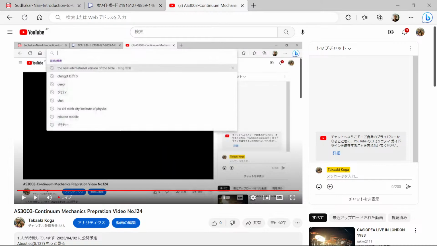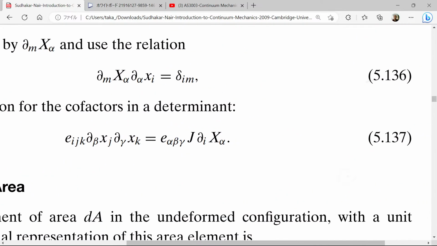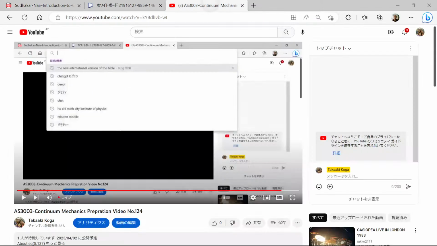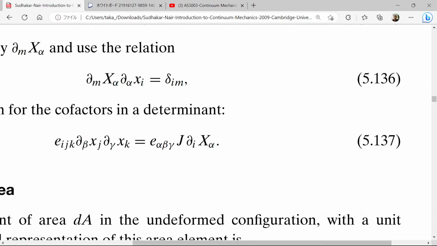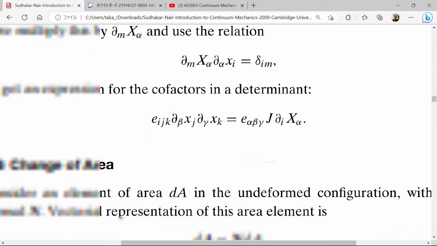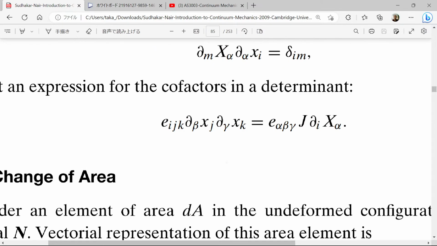Okay, so here I want to explain this equation 5.137. I think it says like that, 5.137. Yeah. So last time I told you why it is cofactor, or in what sense it is cofactor. Okay. But let me just analyze this equation.